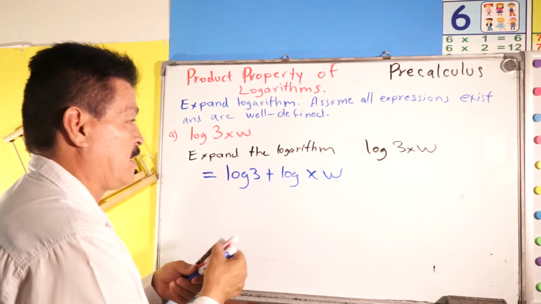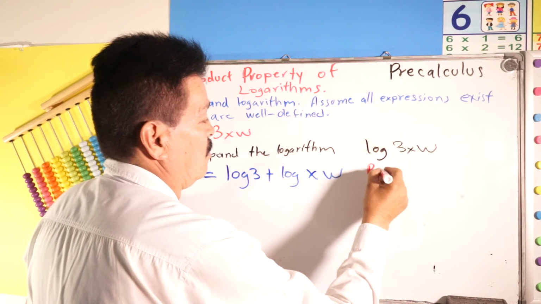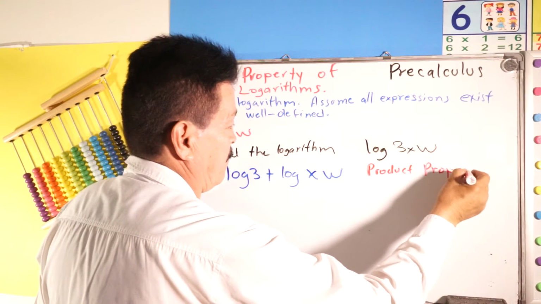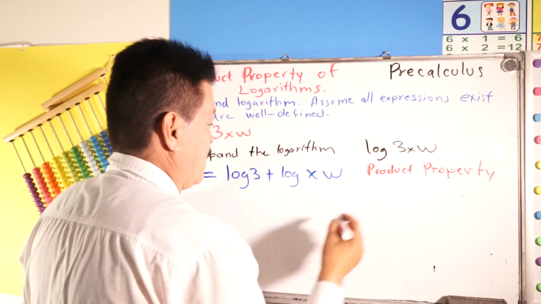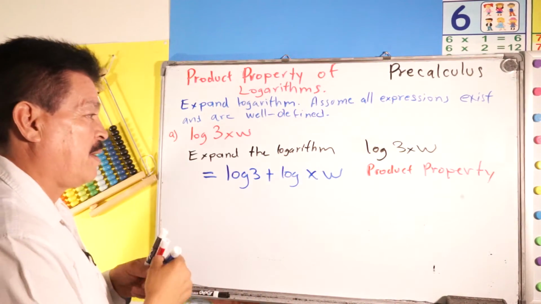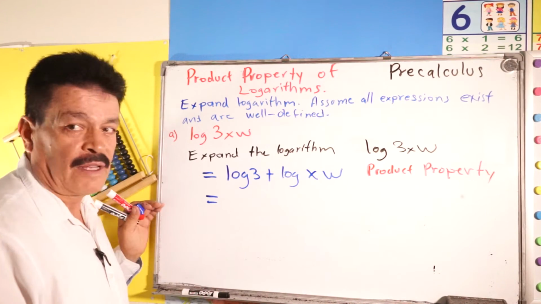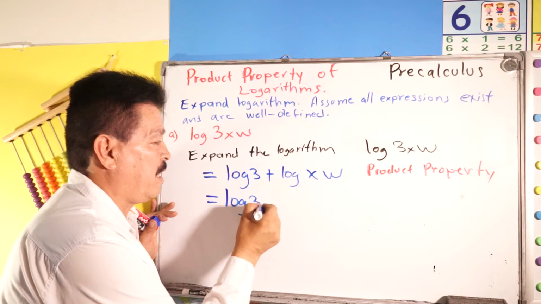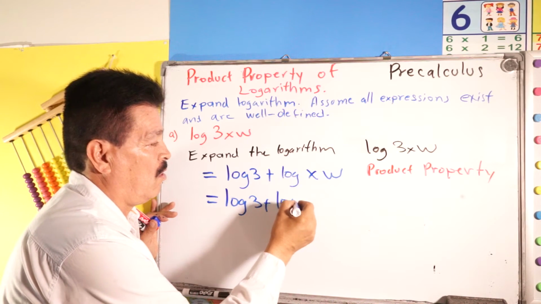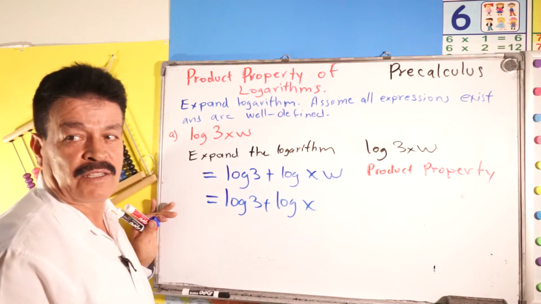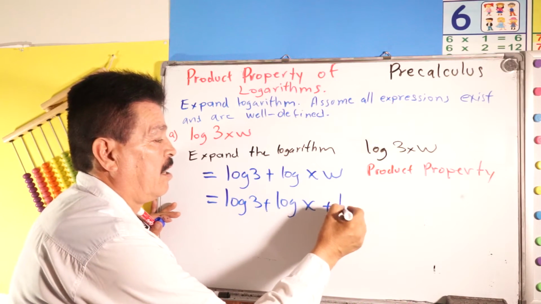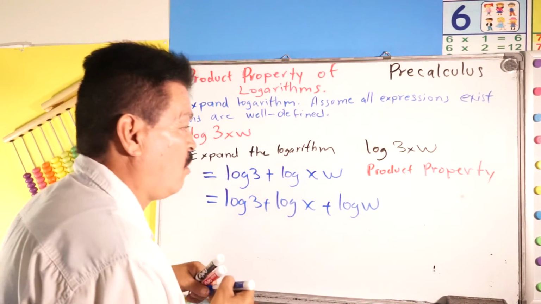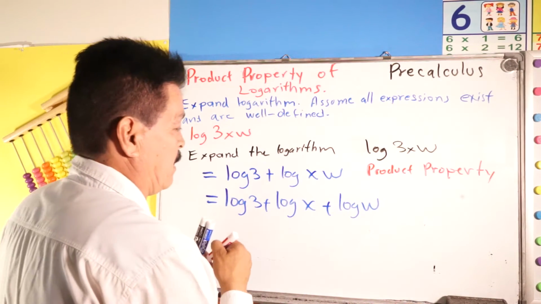Product property here. Now the next step: just write log 3 again, plus log x plus log w, right? It's also called the product property.